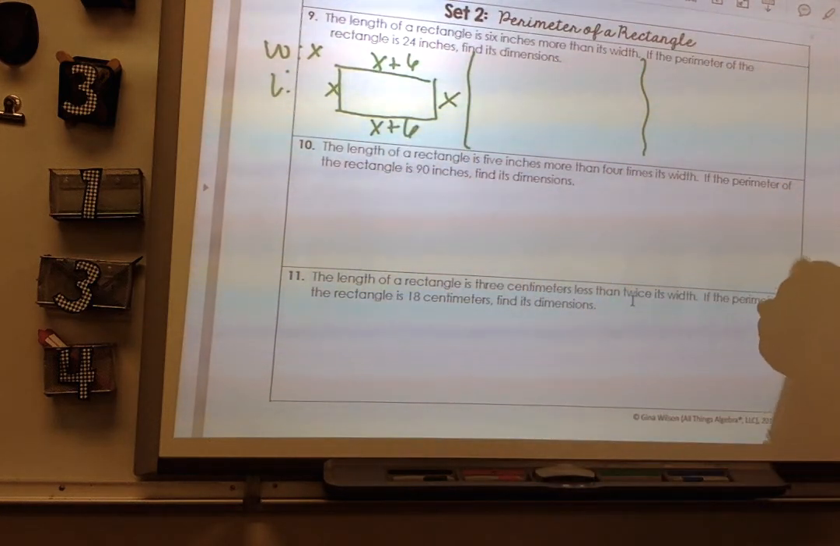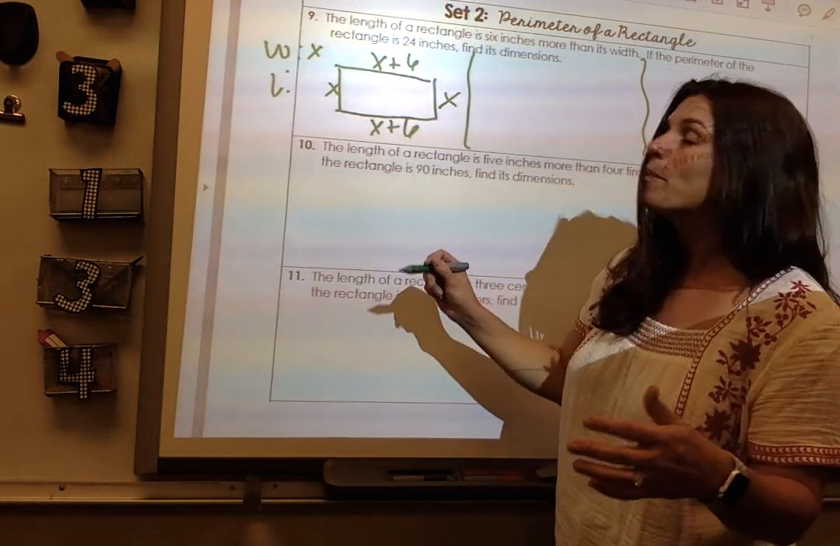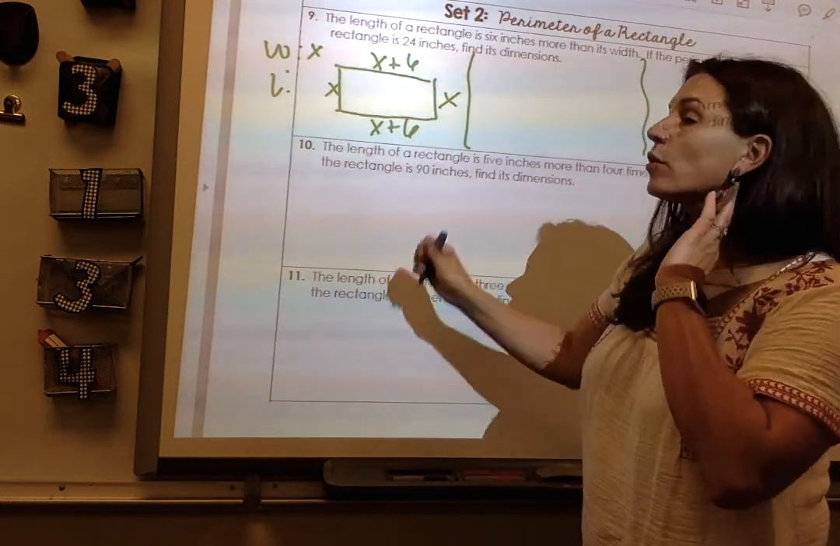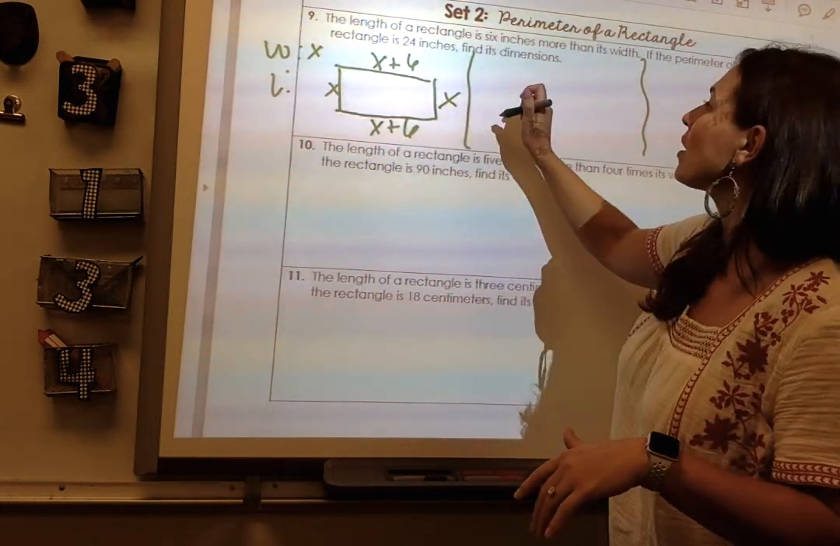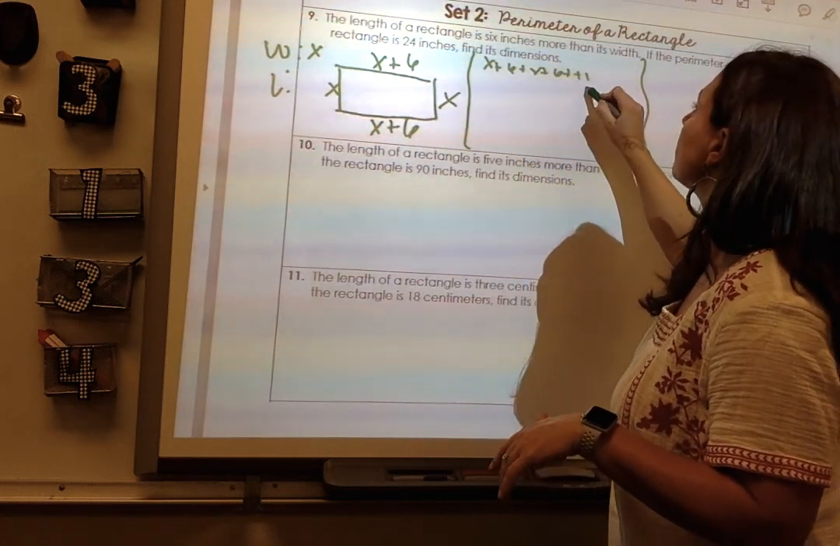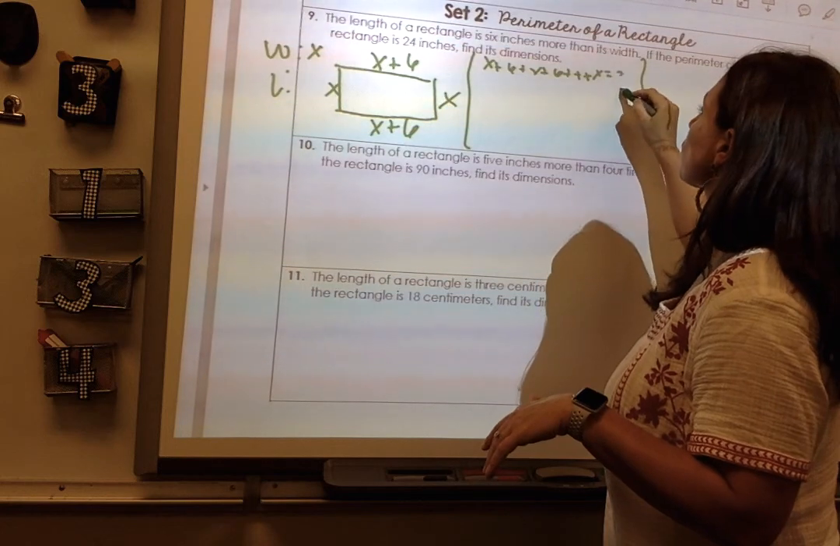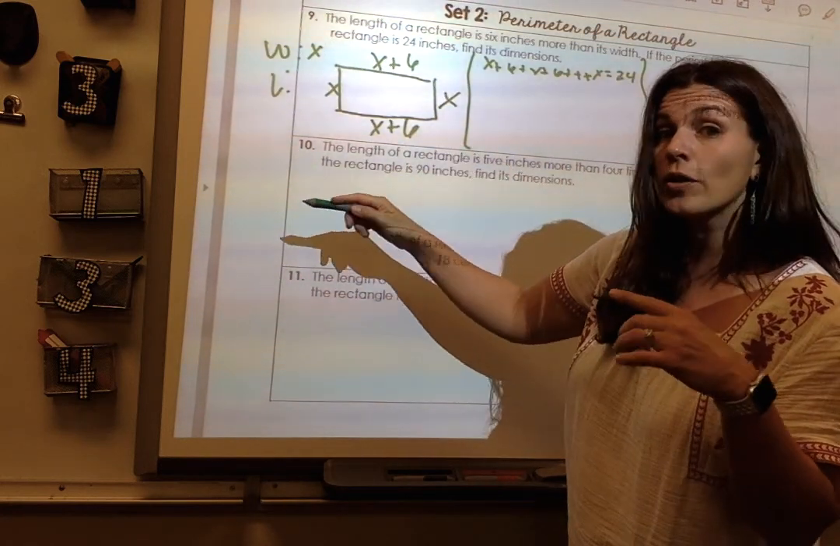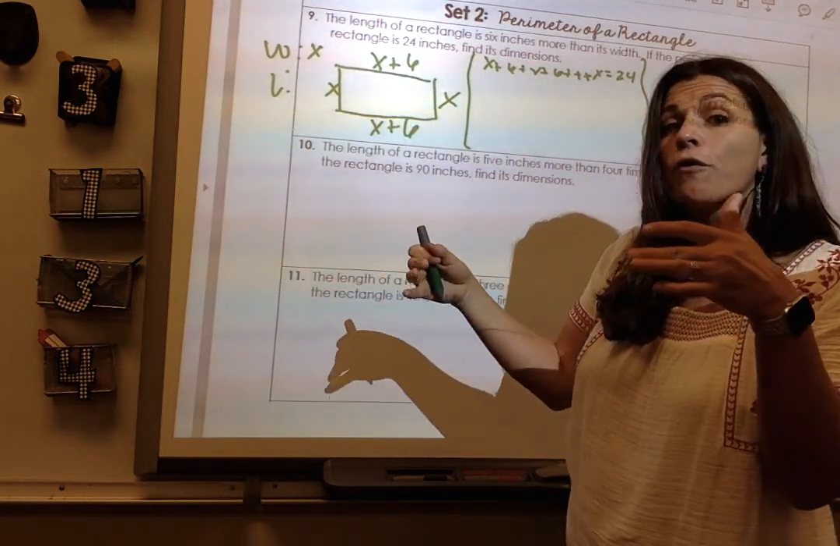Now it says if the perimeter is 24. Well, we know perimeters, all of them added up. So if I draw my picture, I'm not going to write X plus 6 plus X plus 6 plus X plus X equals 24. All I'm going to do is I'm going to look at my picture and I'm going to use my picture and have it work for me.